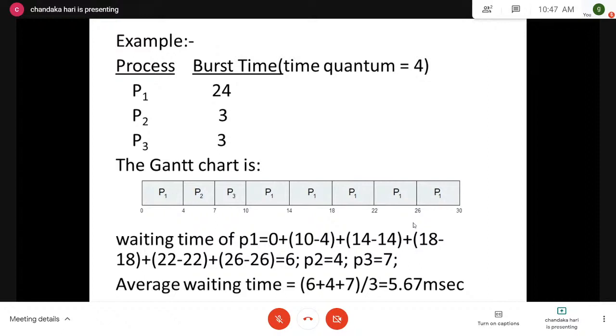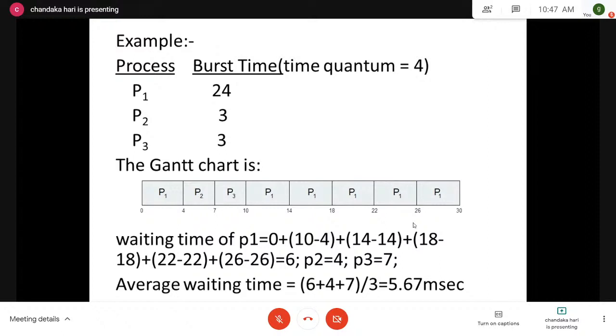Now coming to the next one, the waiting time for P2 is 4. The waiting time for P3 is 7. Now the total average waiting time is equal to 6 plus 4 plus 7 by 3, that is 5.67 milliseconds. That's it. So here you can observe it.